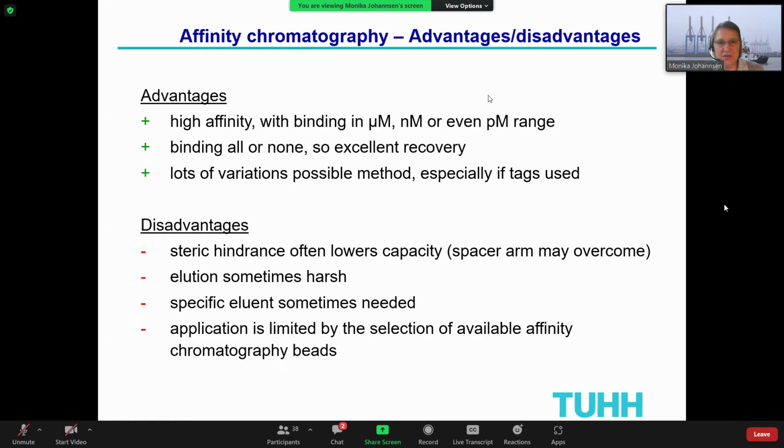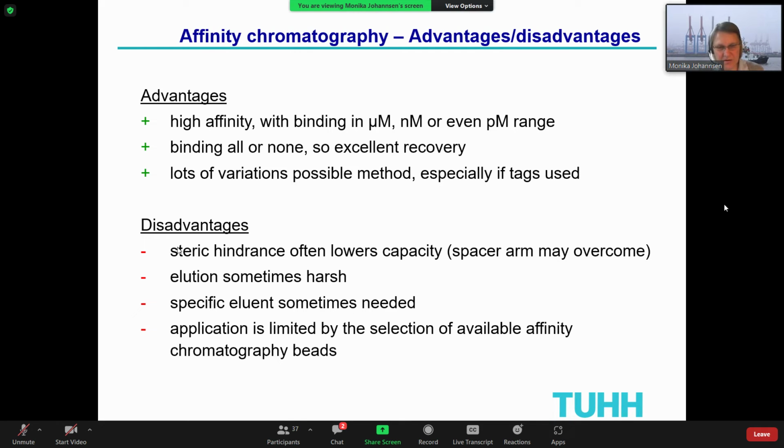Okay, so the advantages of affinity chromatography: it offers a high affinity with binding in the micromole, nanomole, or even the picomole range. It binds all or none, so we have an excellent recovery. And also several variations are possible, especially if we use tags.